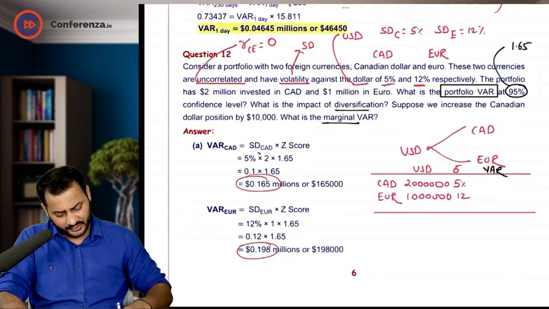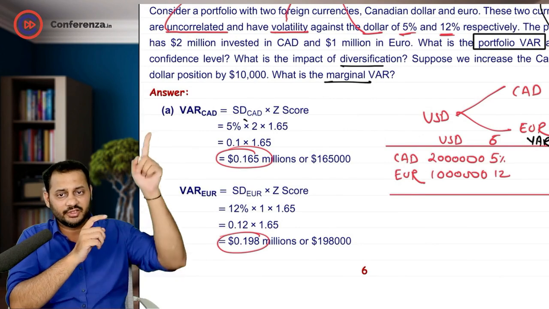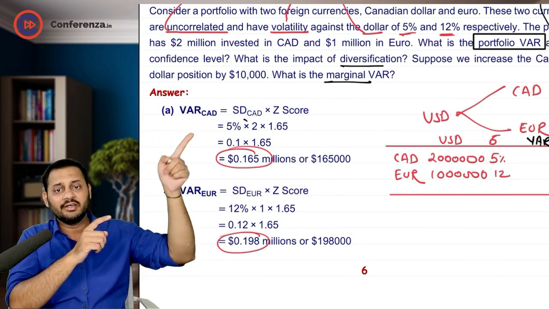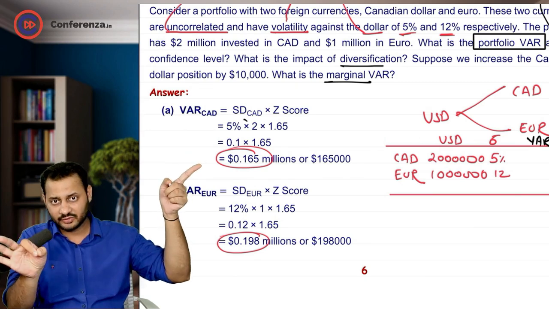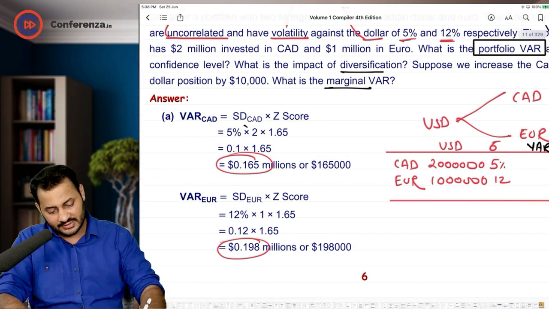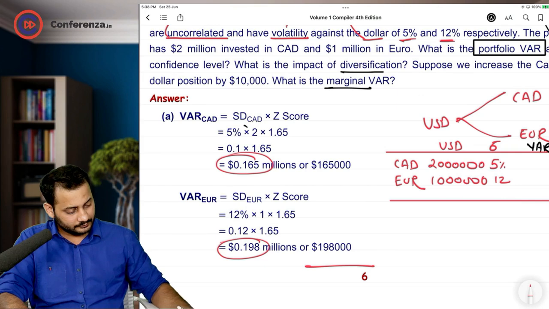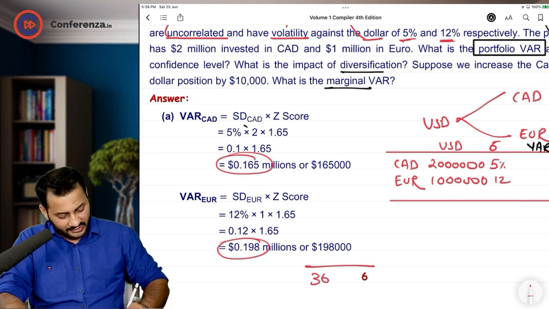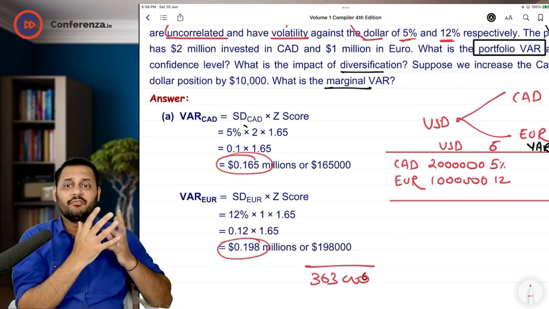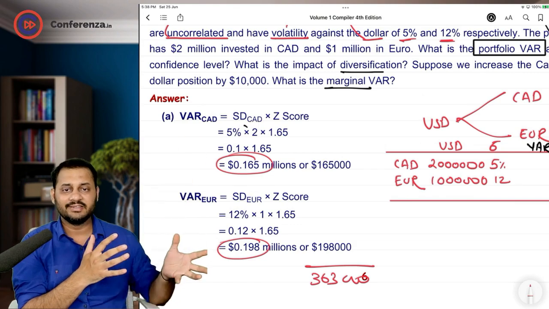Let's just find out. If there had been no risk reduction, just understand, we invested in both Canadian dollar and euro, and the loss in Canadian dollar is $165,000 and the loss in euro is $198,000. If you total these figures, it comes to 363,000. What does that mean? If you invest in both Canadian dollar and euro, the loss will be 363.